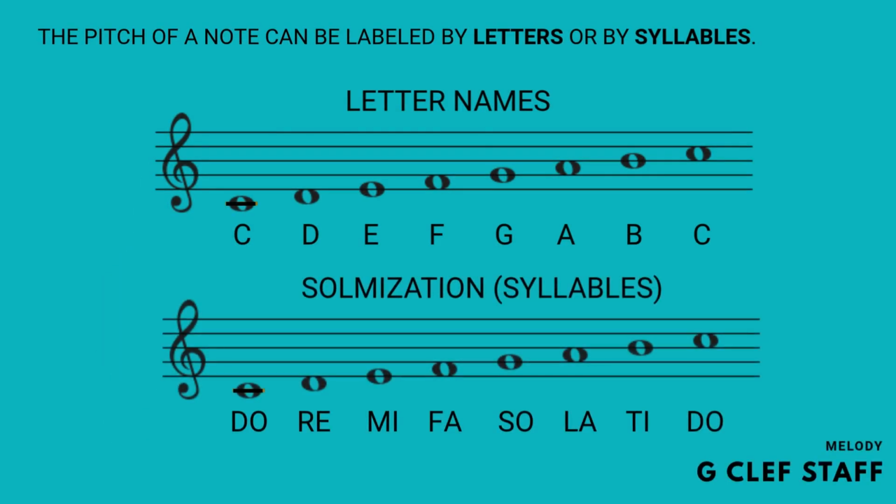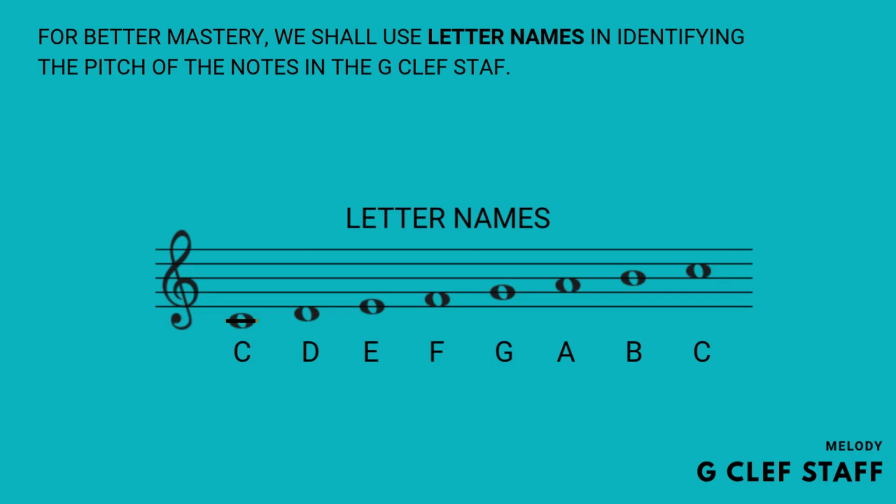The pitch of a note can be labeled by letters or by syllables. We're going to use letters. These are the C, D, E, F, G, A, B, C, or what we call solmization, which is yung alam natin na do, re, mi, fa, sol, la, ti, do. Now, to make us master the note writing better, we are going to focus on the letter names. So these are the letter names, and remember, there are only 7 musical letters in music.